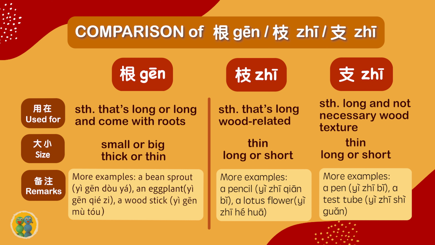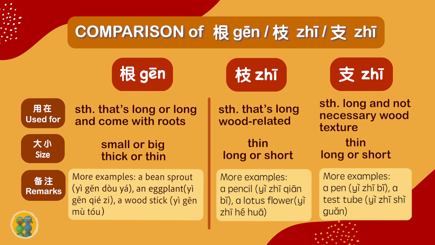We can see more examples here, like a bean sprout. 一根豆芽, 豆芽 means bean sprout. So you can see 根 actually can be used on small things like a bean sprout.